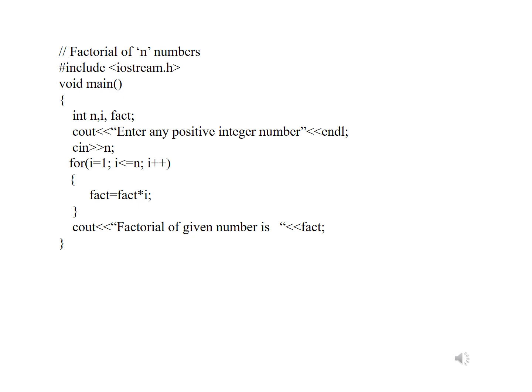Then we go for the for loop. for i = 1, i <= n, i++. So enter the for loop, open bracket, fact = fact * i. This fact = fact * i will be continued, executing till i is less than or equal to n. Once i is greater than n, the loop will stop and it comes out of the for loop. Then we have to write the output: cout factorial of a given number is fact, close the bracket. This program will give the output of the factorial of n number.